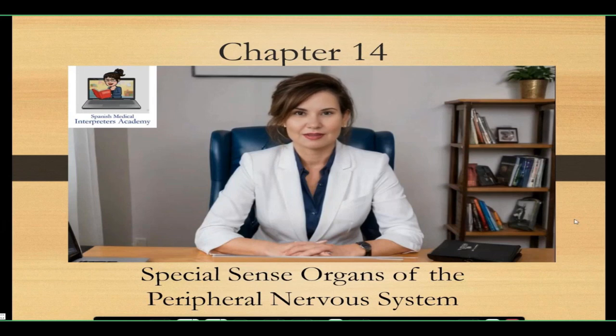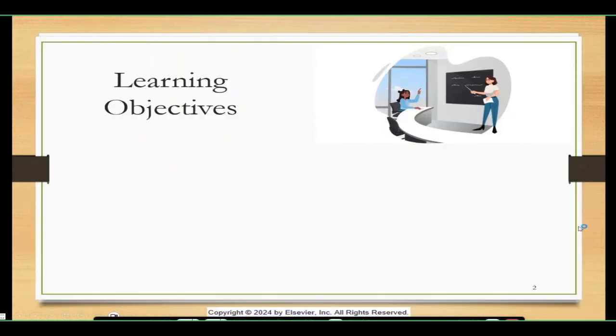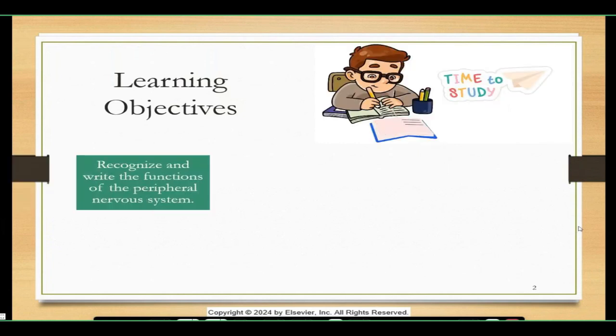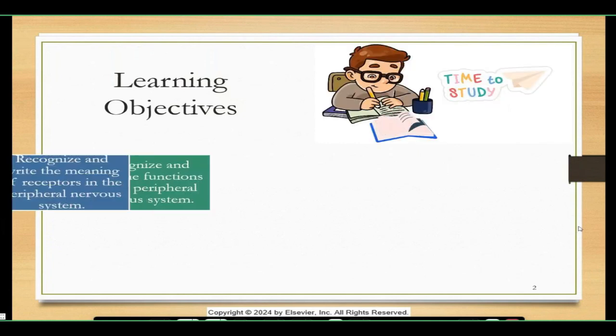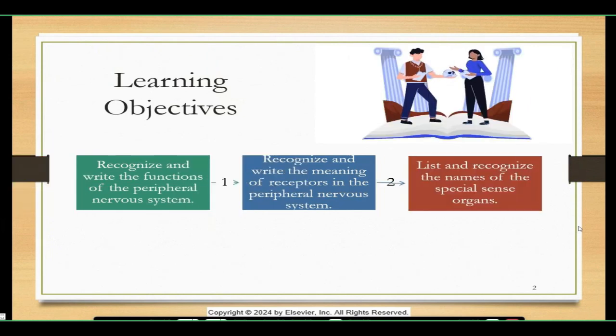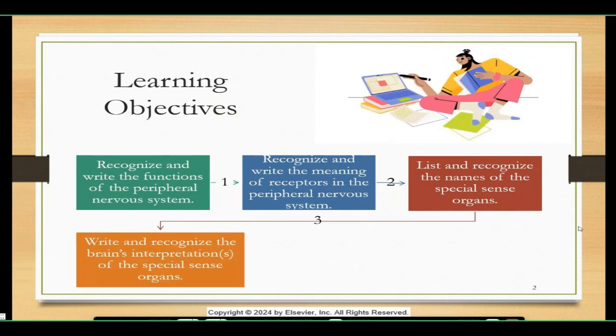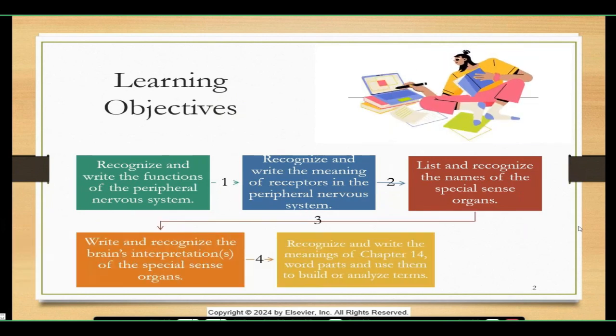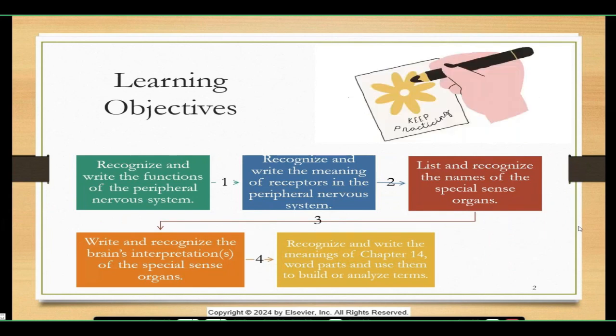Let's first review the learning objectives for this class. Learning objectives. In this lesson, we will be able to recognize and write the functions of the peripheral nervous system, recognize and write the meaning of receptors in the peripheral nervous system, list and recognize the names of the special sense organs, write and recognize the brain's interpretations of the special sense organs, and recognize and write the meanings of Chapter 14, word parts, and use them to build or analyze terms.